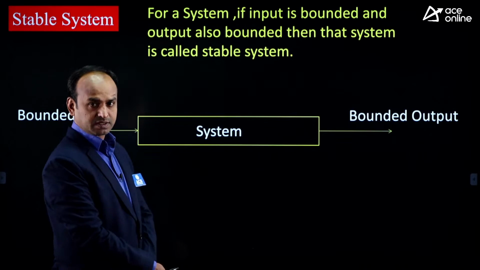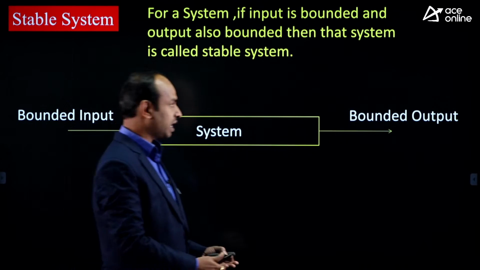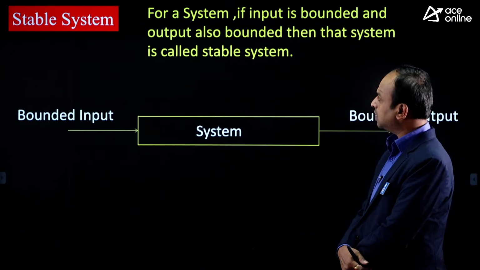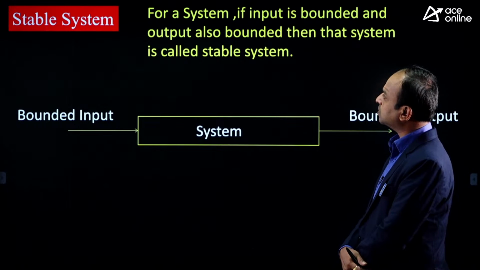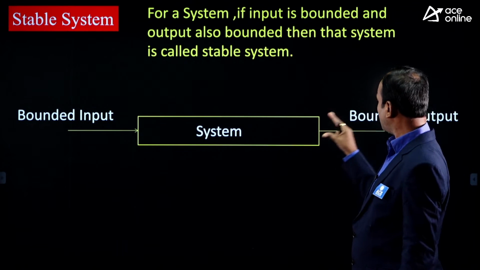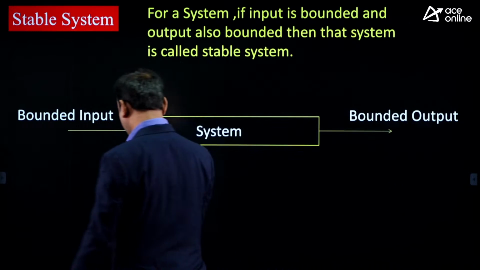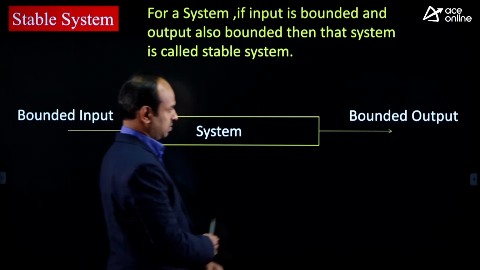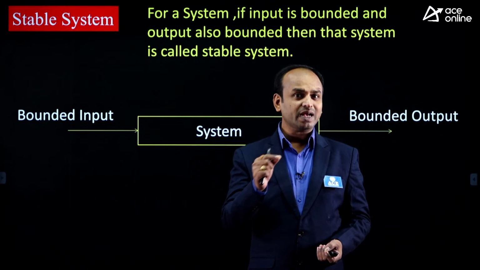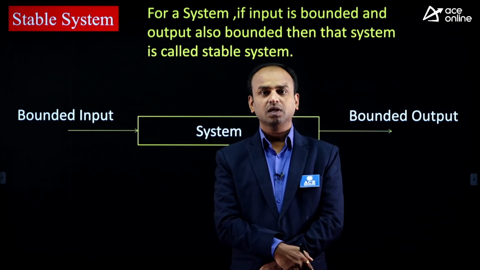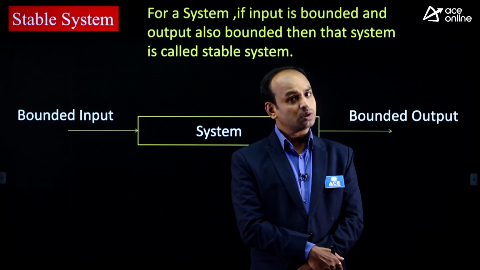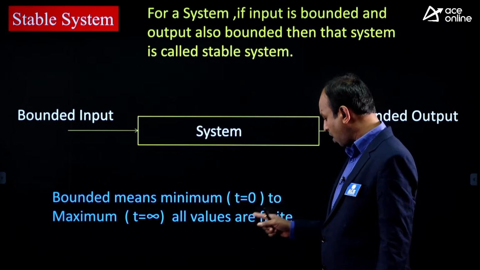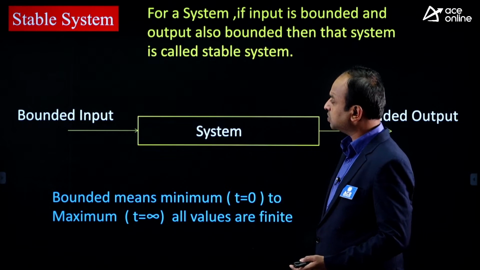In interviews like ISRO and ESE, there is a chance of being asked what a stable system is. For a bounded input, if the output is bounded, that type of system is called a stable system. What is the meaning of bounded? Bounded means from minimum to maximum, all values should be finite, from time t equal to 0 to time t equal to infinity.